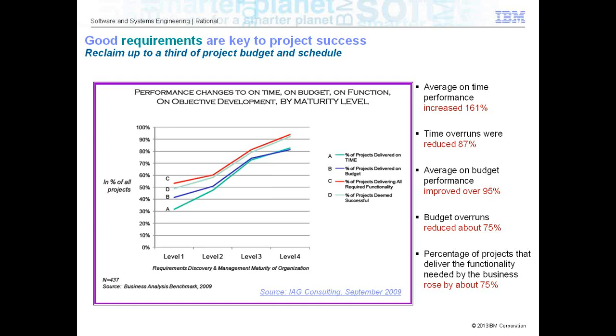IAG Consulting says that having good requirement practices in place can do wonders for software delivery teams. Average on-time performance increases 161%, time overruns were reduced by 87%, and budget overruns reduced by 75%. Huge, drastic changes, savings and improvements happen by just having good requirements management, or the automation, in place. So how do we achieve this? Good requirements.